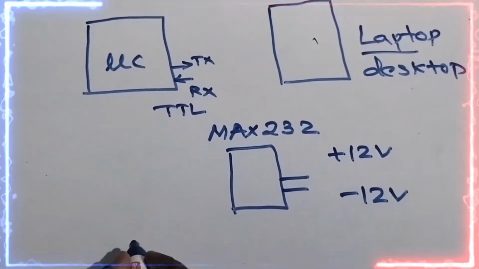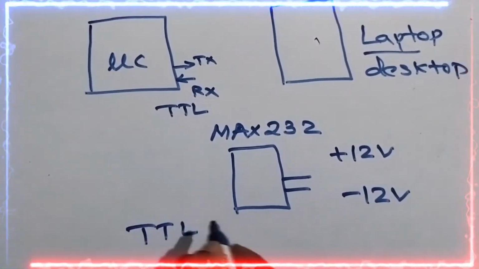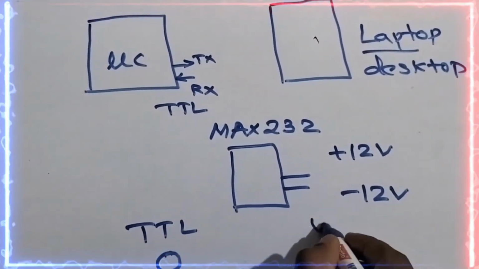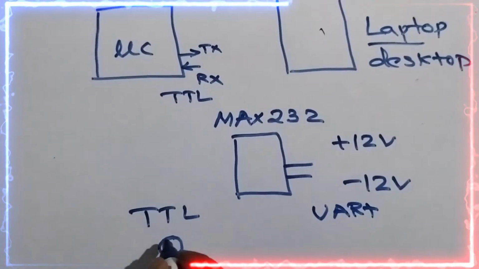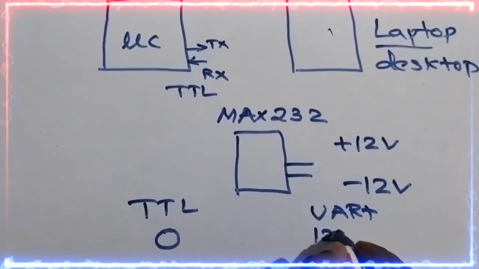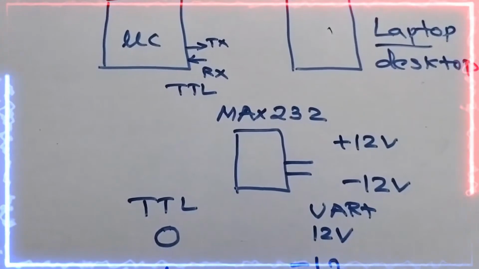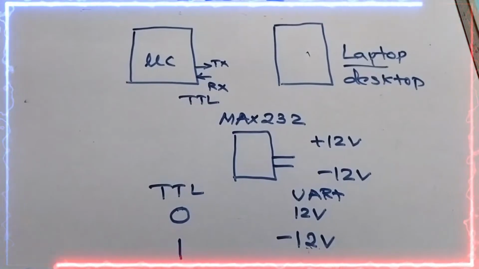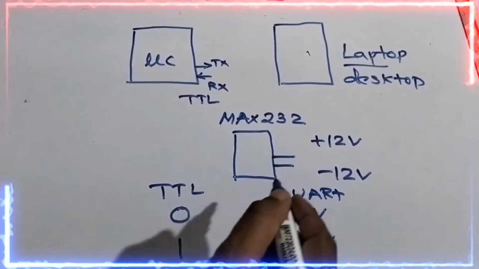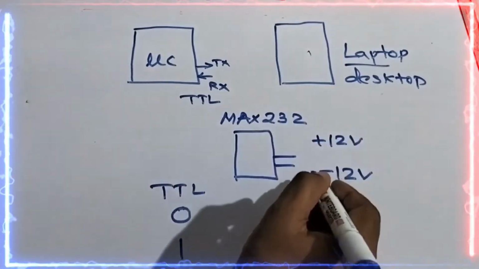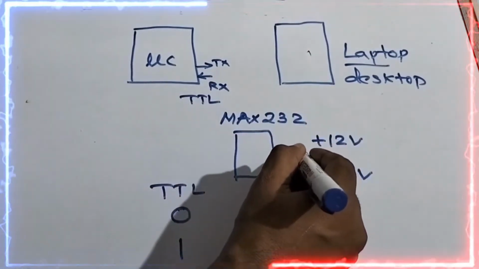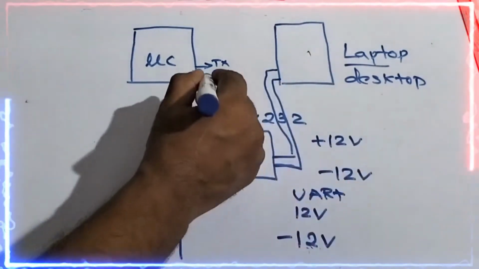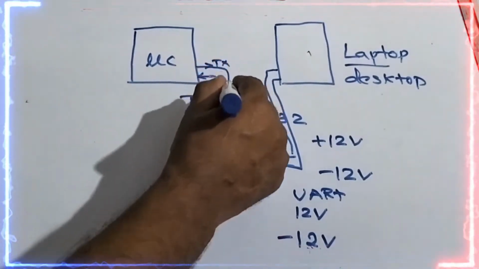Now let us see the signals, the TTL versus UART. The TTL 0 and 1 will be converted into the UART like this, friends. The 1, 0 will be converted into 12 volts, and 1 will be converted into minus 12 volts, and vice versa, friends. From UART it takes the signal and converts it into TTL, and these 12 and minus 12 volts, these MAX232 outputs, will be given to the PC or laptop, and these two signals will be handed over here.